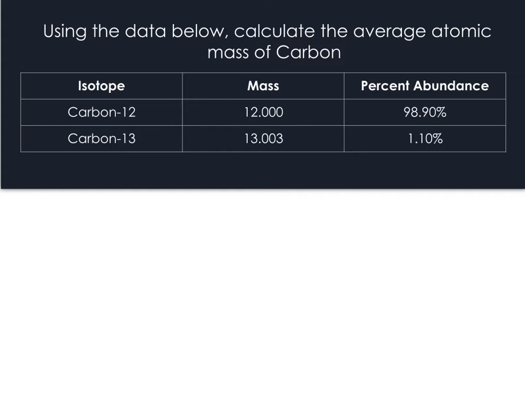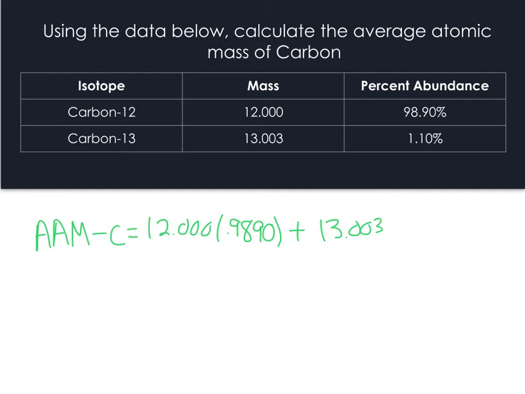So what we would end up doing is to calculate the average atomic mass of carbon. We would take the first mass, which is 12.000, multiply it by the decimal for that abundance, 0.9890, plus the other isotope, 13.003, times 0.0110. If I had another one, I would say plus, but I don't, so I would be done.